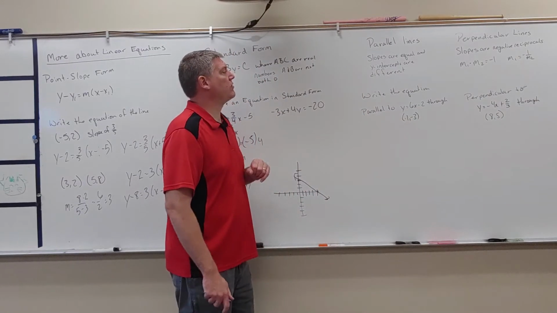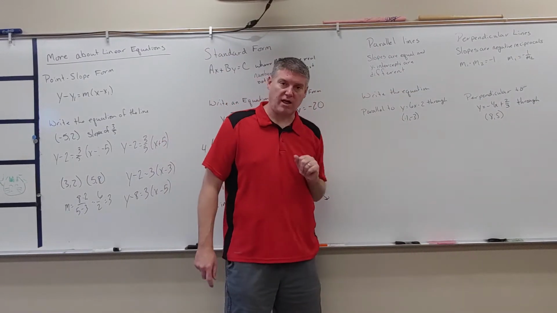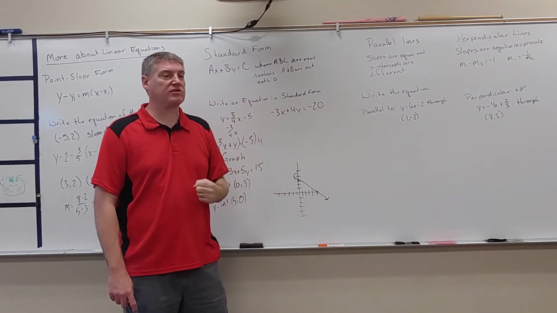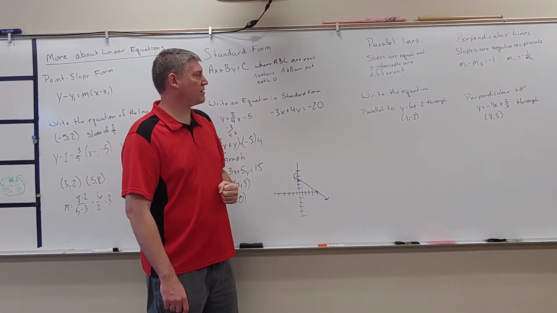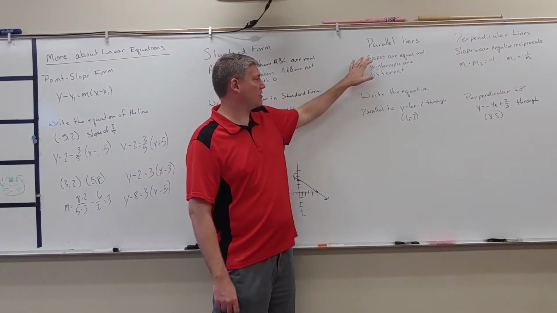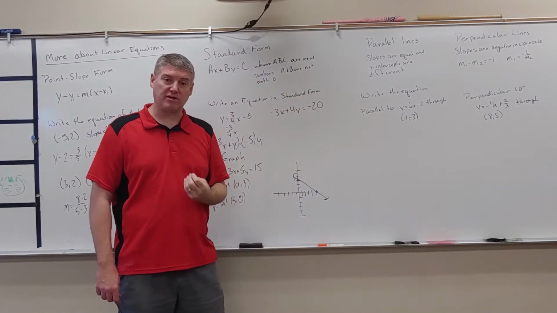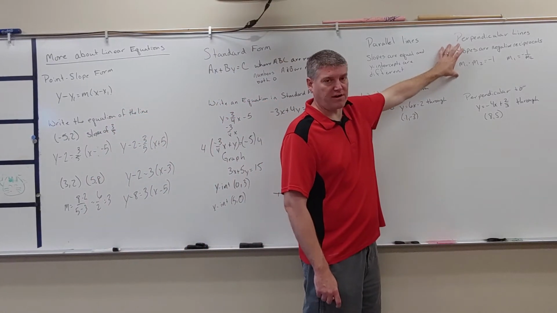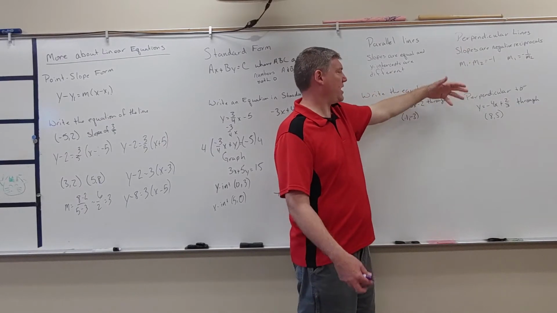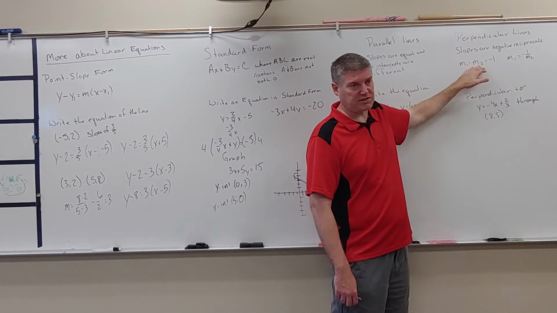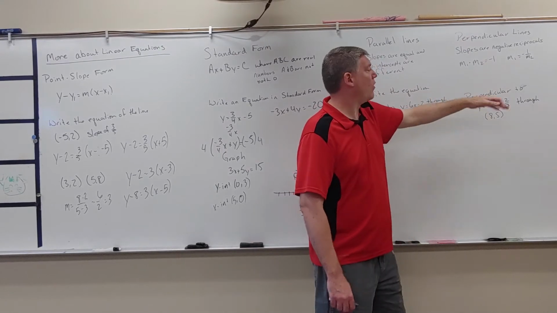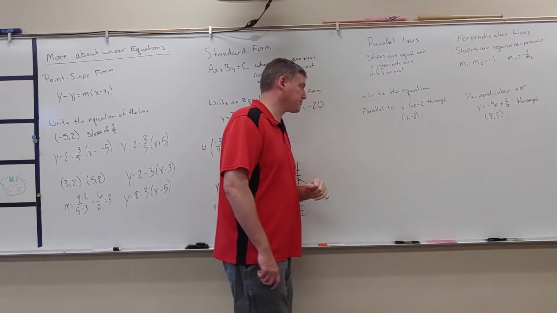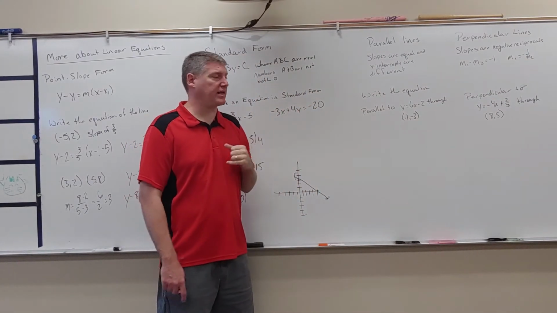The last thing we want to do is talk about parallel and perpendicular lines. So parallel lines are lines that have the same slope and different y-intercepts. So the slopes are equal and the y-intercepts are different. They're not equal. Perpendicular lines have slopes that are negative reciprocals. So what that means is if I were to multiply the 2 slopes together, it would equal -1. Or my first slope is equal to -1 over my second slope. So we're going to talk about how to get that.